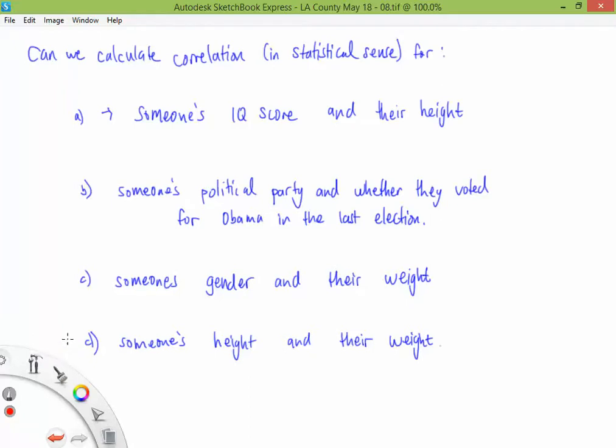calculate a value of correlation for these things? And remember, in the statistical sense, we can find correlation if we're trying to look for a relationship between two numeric variables.